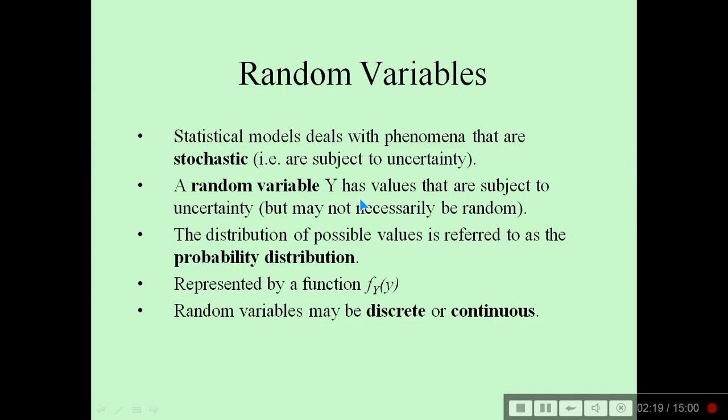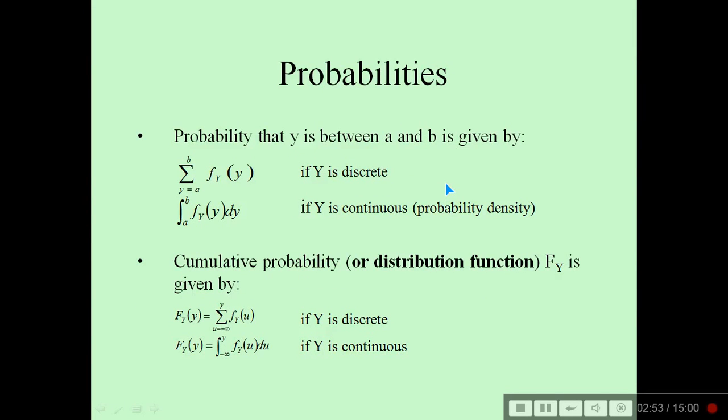So a random variable, say y, has values that are subject to uncertainty, but may not necessarily be random. The distribution of possible values is referred to as the probability distribution. These possible value distributions are represented by F(y), where y is, as we have known, the random variable. Random variables may be discrete, that means precise values, or continuous, like sinusoidal waves. So the probability will be like this: the probability that y is between a and b.